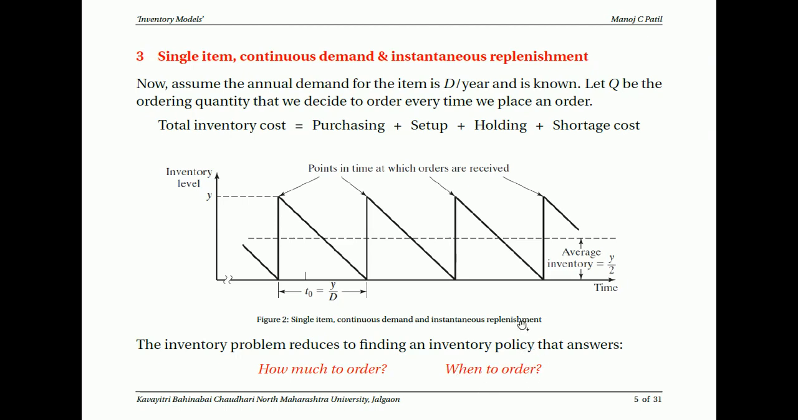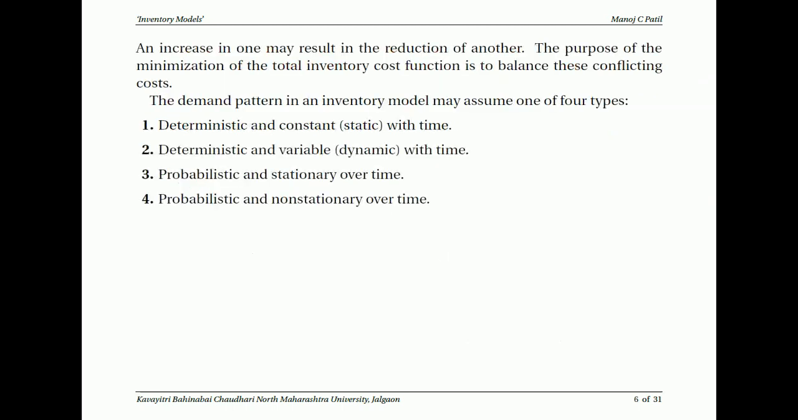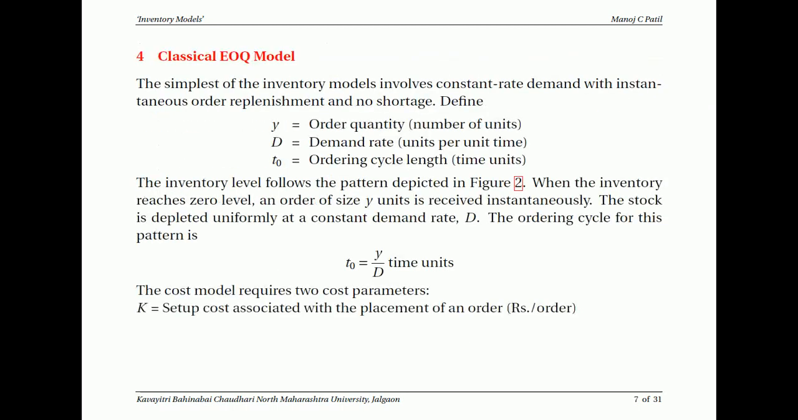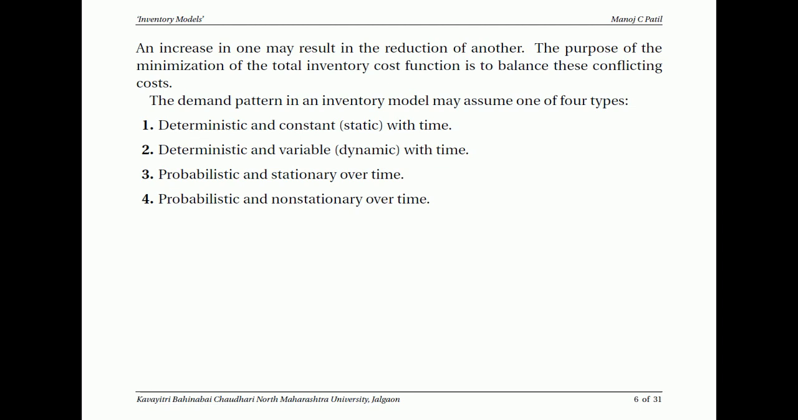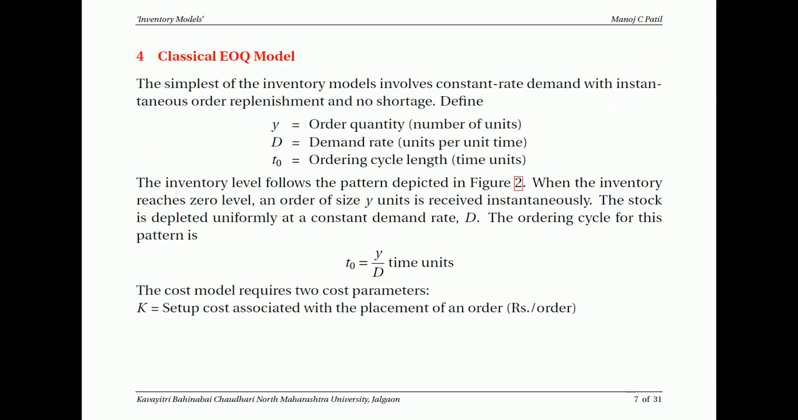If you reduce the order quantity and increase the frequency of orders, then obviously setup cost will increase and holding cost will decrease. So inventory modeling is just an art of balancing both: how much to order and when to order. The demand pattern in an inventory model may assume one of four types: deterministic and constant with time, deterministic and variable with time, probabilistic and stationary over time, probabilistic and non-stationary over time.